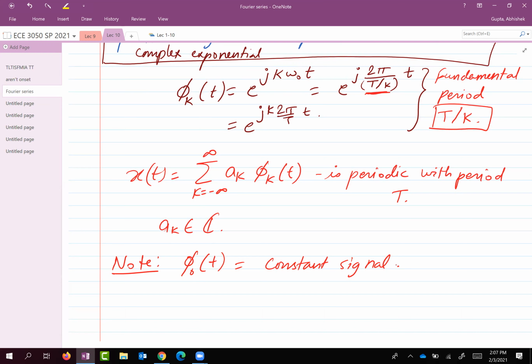Okay, any questions so far? I hope it is clear why the period of x of t is also capital T. Could you please explain that?